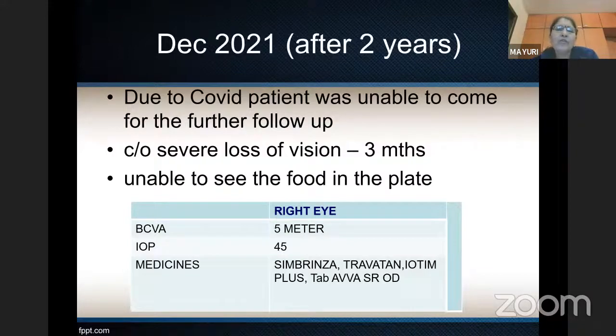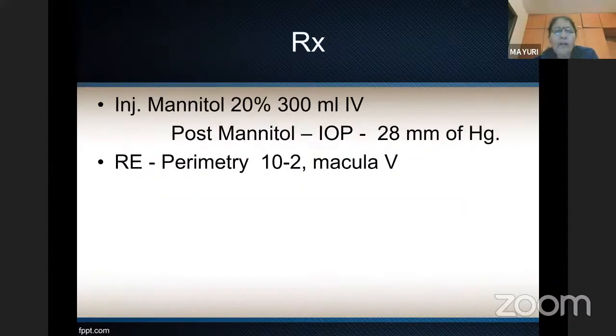After 2 years, due to COVID time, he could not come, and he came in December last year with a severe loss of vision since 3 months, unable to see the food in the plate. So everyone was tense, and the intraocular pressure was 45 with vision only at 5 meters. He was already on oral treatment. Post-mannitol, the intraocular pressure reduced to 28 millimeters of mercury.